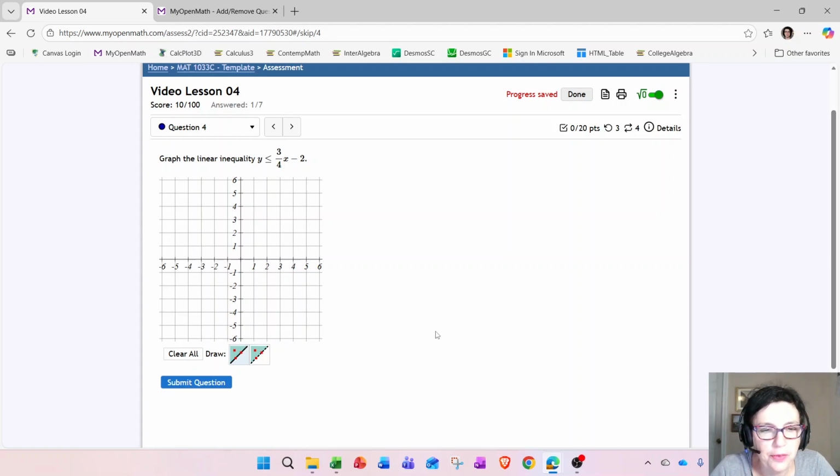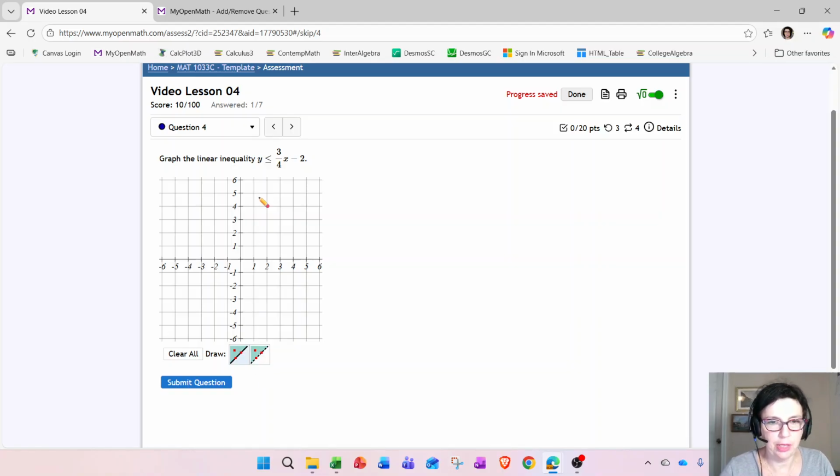Okay, guys, in this video, we need to graph the linear inequality that's given to us. So this is y less than or equal to 3/4 x minus 2. All right, so the first step is to decide which of these two tools am I choosing? One has a solid boundary and one has a dashed boundary.